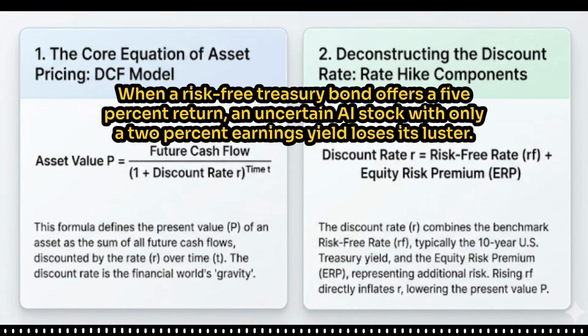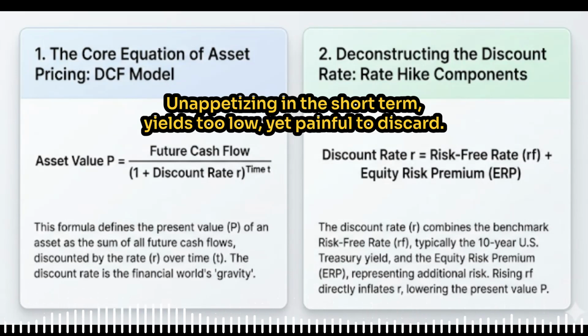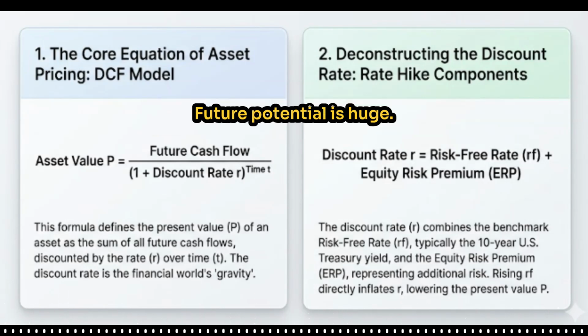loses its luster. This risk-reward inversion makes AI stocks feel like chicken ribs, an idiom for something of little value but hard to give up. Unappetizing in the short term, yields too low, yet painful to discard. Future potential is huge.